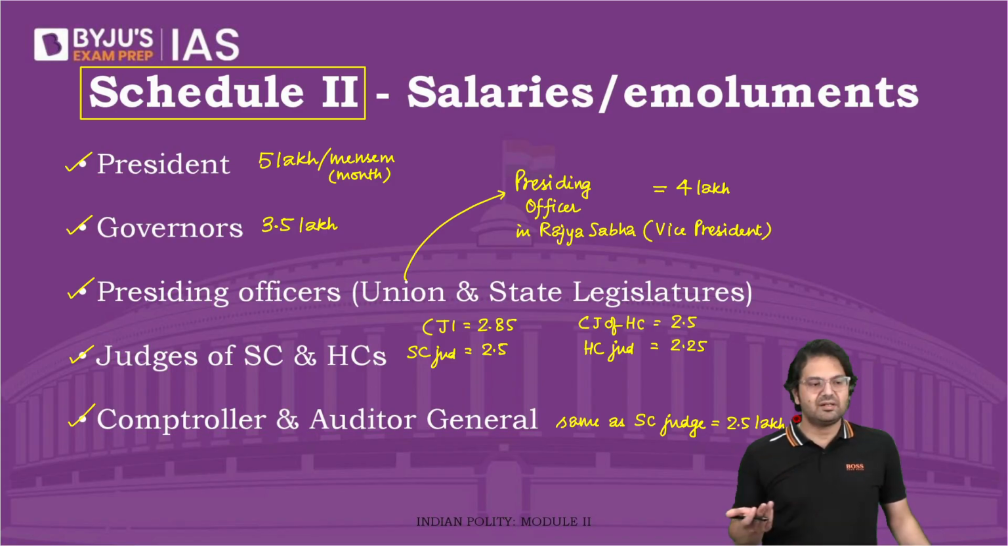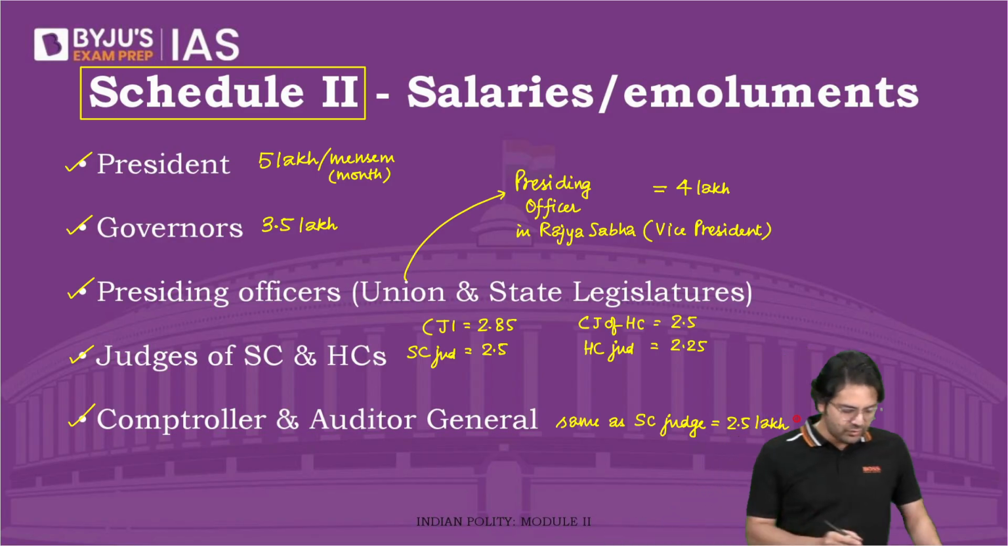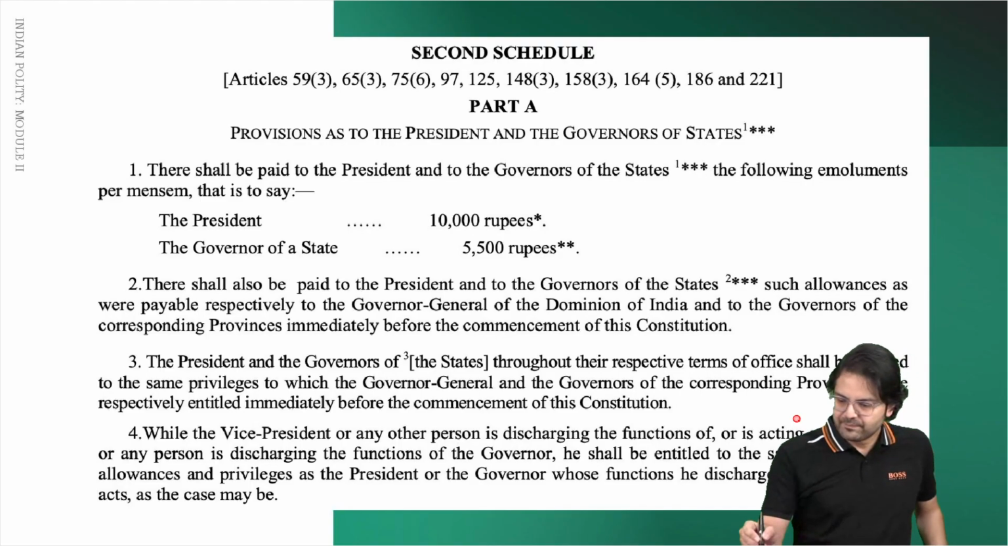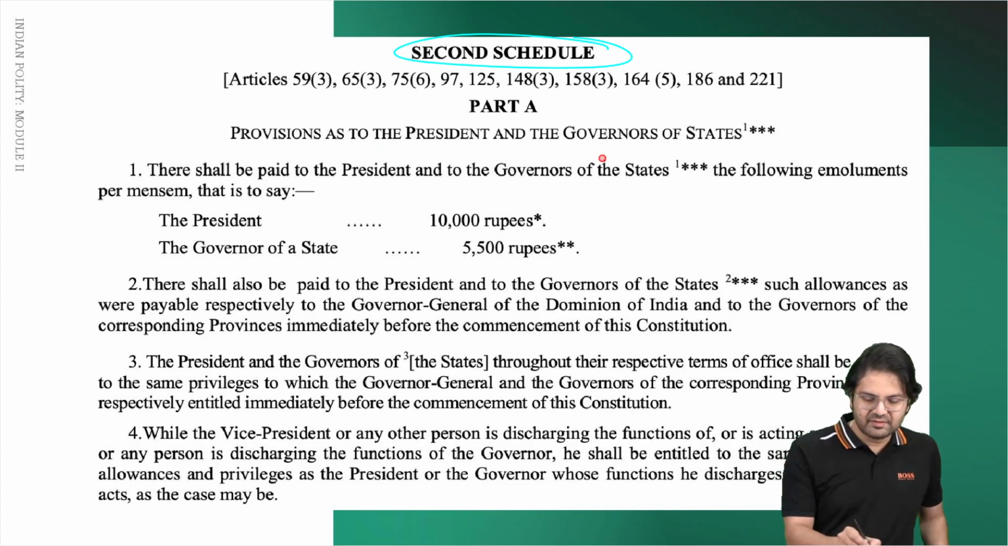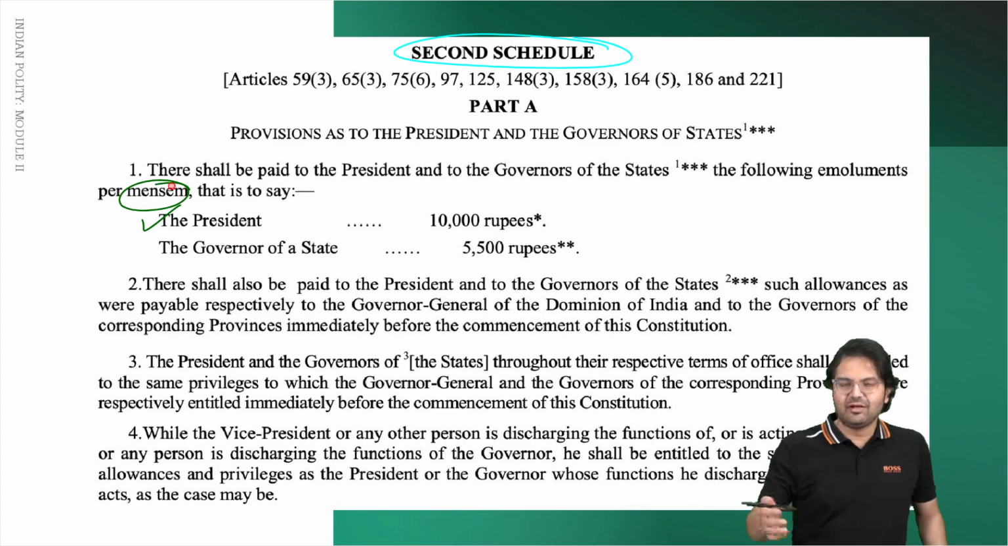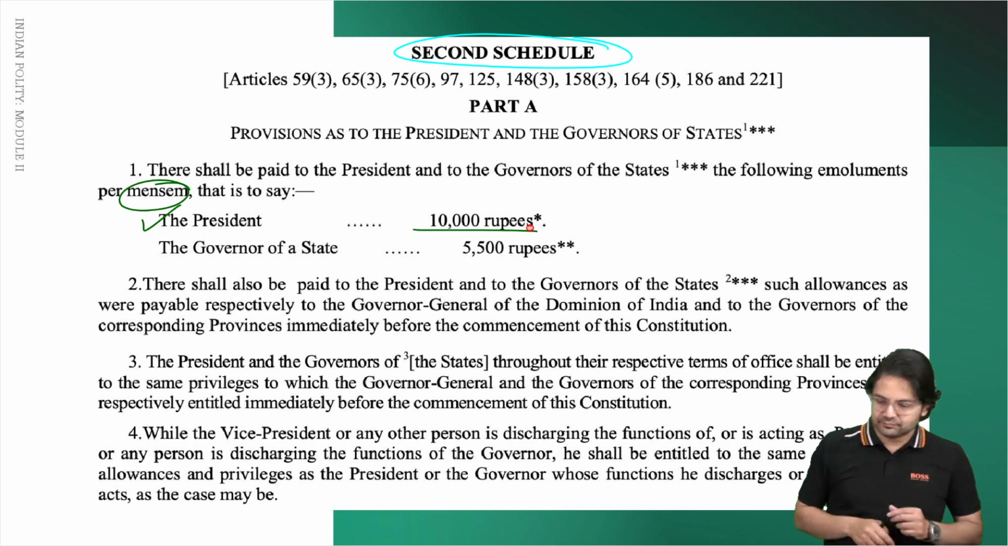And yes, before you ask me, sir, is the president supposed to pay income tax? Yes, everybody pays income tax. Clear? No exception. Please don't fall prey to WhatsApp forwards that presidents need not pay income tax. Clear? Look at this second schedule. It is mentioned here. The provisions as to the president and the governor of states. The president per mensum gets 10th old salary. It has now been modified. 10,000 in today's day and age, of course, will be very bad, right?